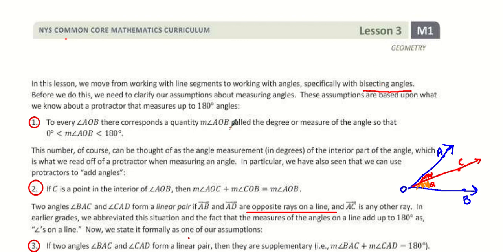Well, only if angle AOB is 180, but think about it in the picture here. If I add these two angles together, what angle do they have to create? What angle do they form? If I add this angle and this angle together, what angle do they create? Anybody out there? What angle do these two angles make? Navia?